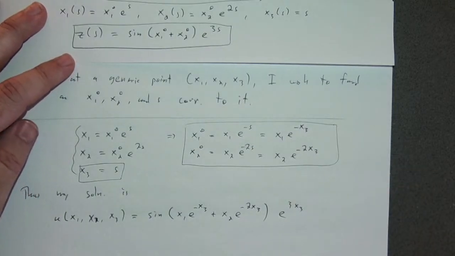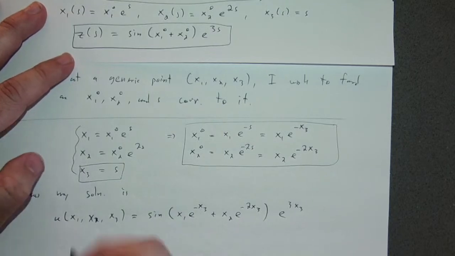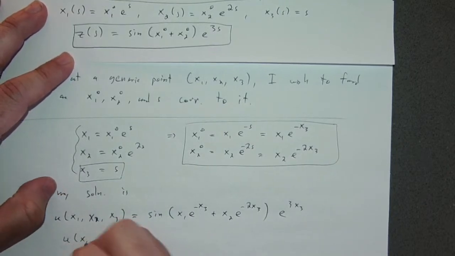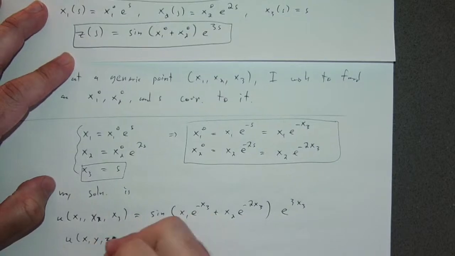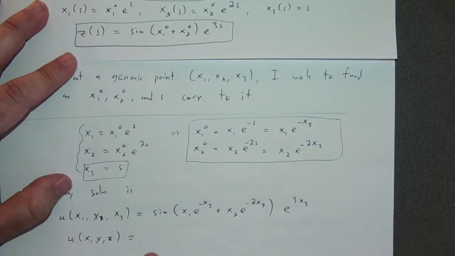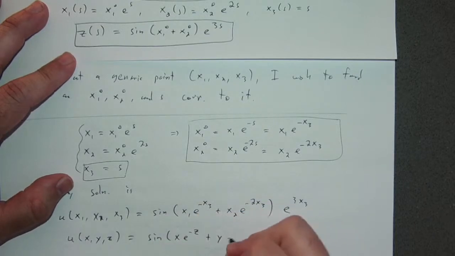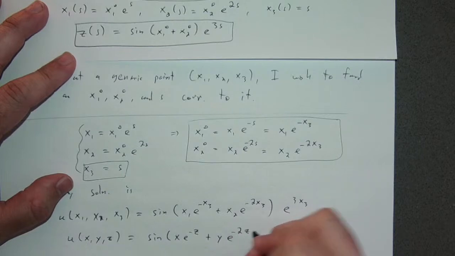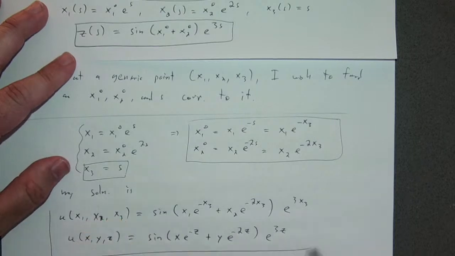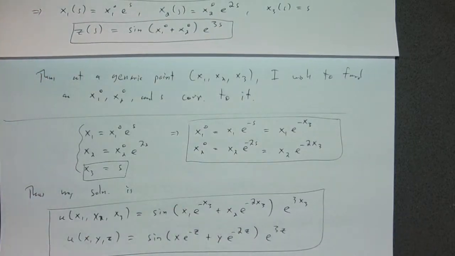Okay, and if you really want to, if you say, I want to switch it back into original x, y, z form, then of course we can do that. So this would be sine of x e to the minus z plus y e to the minus 2z, times e to the 3z. Okay. So the process works, of course.